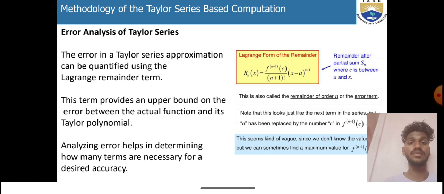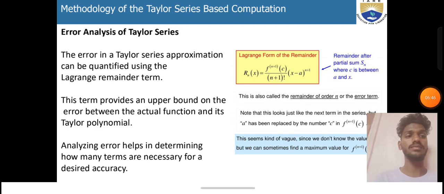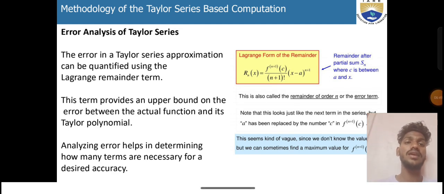Next we will discuss error analysis of Taylor series. What are the errors we analyze in the Taylor series? The error in a Taylor series approximation can be quantified using the Lagrange remainder term. This term provides an upper bound on the error between the actual function and its Taylor polynomial. Analyzing error helps in determining how many terms are necessary for a desired accuracy.